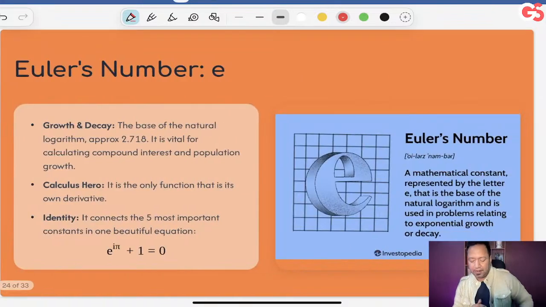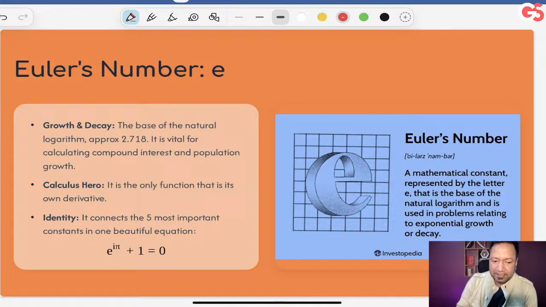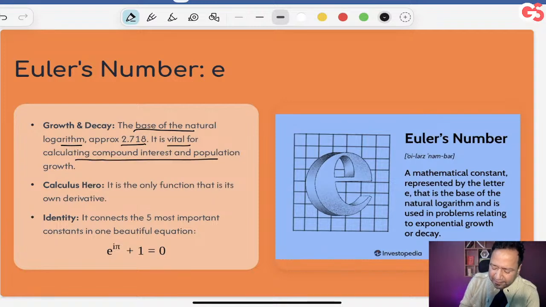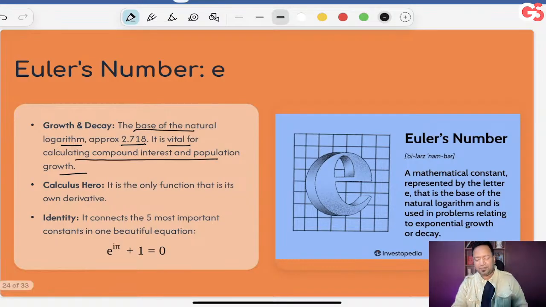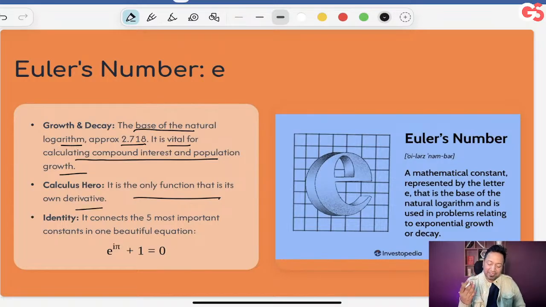Okay, now Euler's number. This number is growth and decay. The base of the natural logarithm, approximately 2.718, it is vital for calculating compound interest and population growth. By the way, natural logs are not in the syllabus of CAT. I don't think I should be talking about this much. In XAT, it can be there. It is the only function that is its own derivative. If you differentiate e^x in calculus, you will get e^x only.